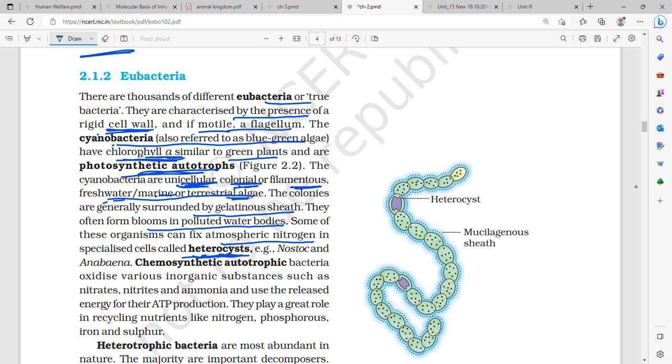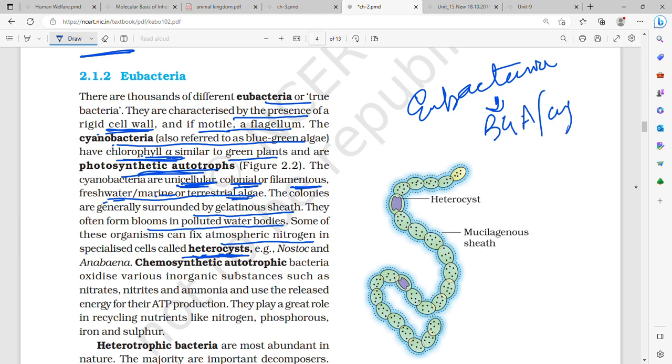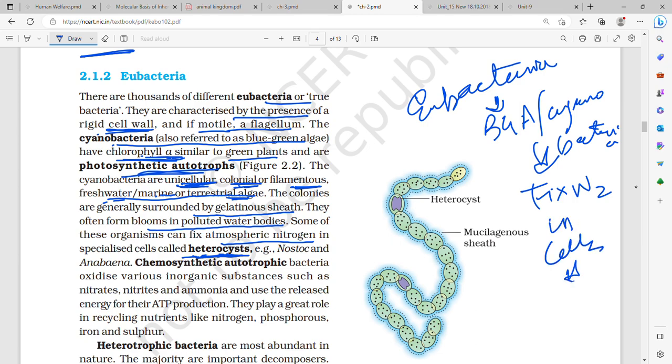So some of these organisms, that is of eubacteria, blue-green algae, photosynthetic autotrophs, or cyanobacteria, some of them can fix nitrogen in specialized cells which are called heterocysts. Examples are Nostoc and Anabaena.